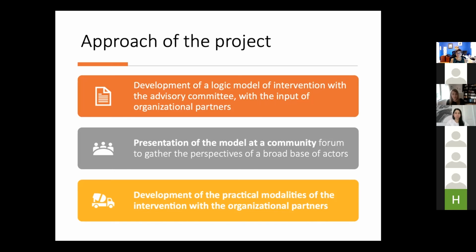The second step is the presentation of this model at a community forum. Once the model is developed, we will present it at a forum to gather the perspective of a broad base of actors around the model, around its acceptability. And finally, once we have a final version of the logic model for the intervention, we will develop the practical modalities of the intervention mostly with the organizational partners where the intervention will be implemented.